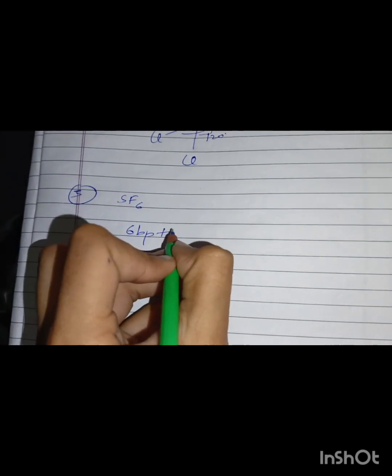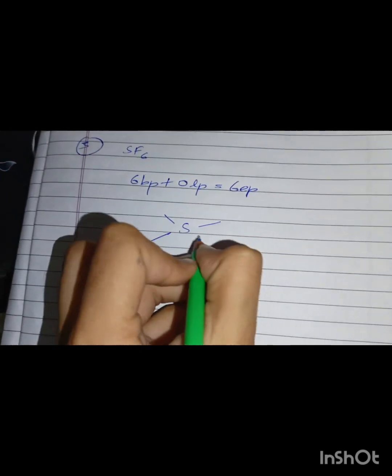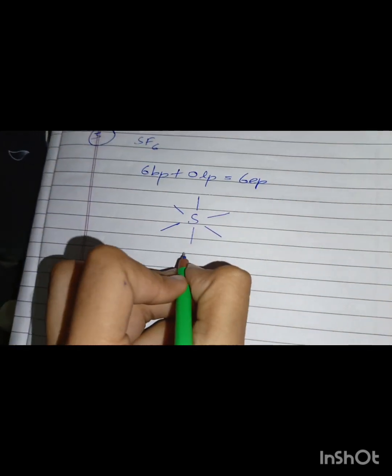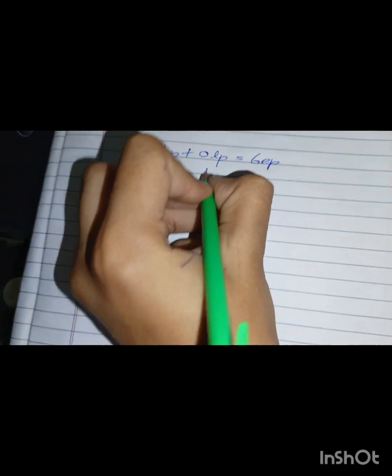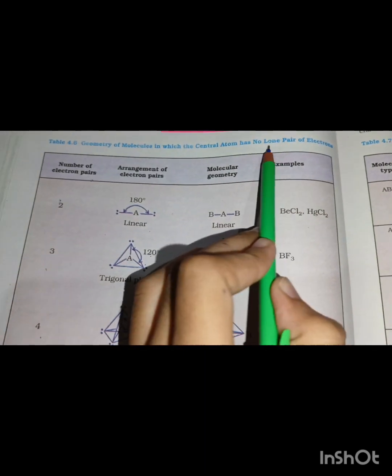Another example, SF6. If we calculate electron pairs, 6 bond pair plus 0 lone pair, 6 electron pairs. Here for 6 electron pairs, the geometry is octahedral and the arrangement is like this, where the angle is 90 degrees. So we will draw it like this, and the angle between them, both of them, is 90 degrees. I hope it's clear.